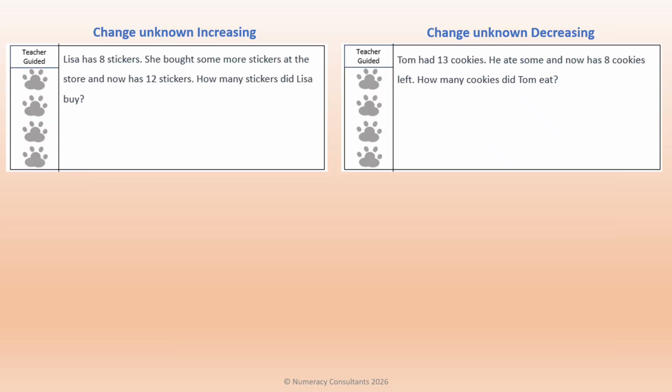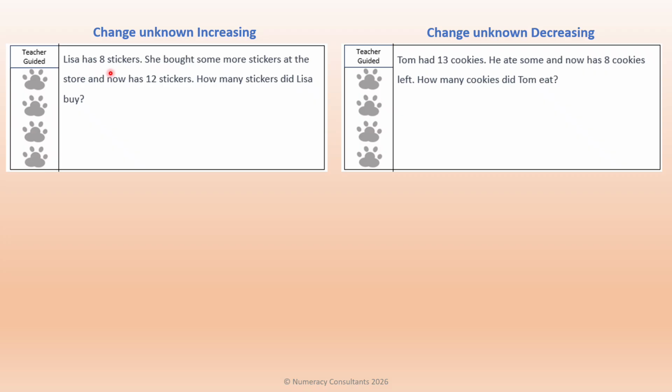So we're going to go through two different types of change problems right now. One is change unknown increasing and one is change unknown decreasing. Okay. So obviously when you're going through, you know that you'll be doing the CUBES strategy with your students, so I don't want to focus too much on that. We spent time on that. This is just more the teaching points too.